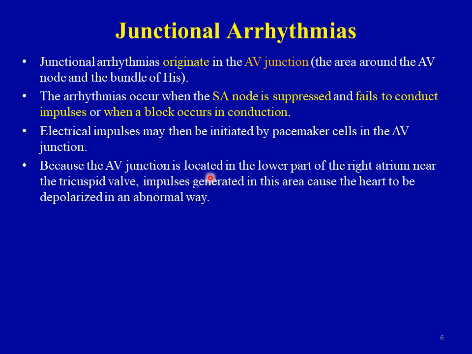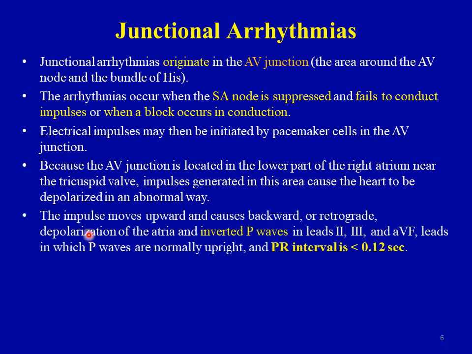Because the AV junction is located in the lower part of the right atrium near the tricuspid valve, impulses generated in this area cause the heart to be depolarized in an abnormal way, which means that the impulse can be conducted retrogradely to the atria and anterogradely to the ventricles. So the impulse moves upward and causes backward, or retrograde, depolarization of the atria, and inverted P waves will be seen in leads 2, 3, and AVF.